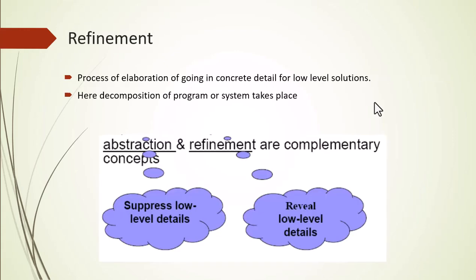While refinement is the opposite process of abstraction, which is the process of elaboration, of going into concrete detail for low level solutions. So in refinement, we put the problem and then go into the detail for getting the solution. So here decomposition of a program or module takes place. So decomposition is the property adopted for refinement. Abstraction and refinement are complementary concepts. So both the concepts are used later as we proceed in this course. So you will know why refinement and abstraction both are necessary.